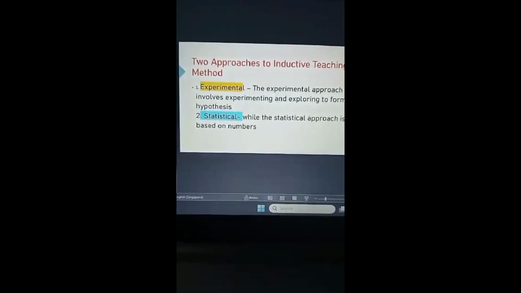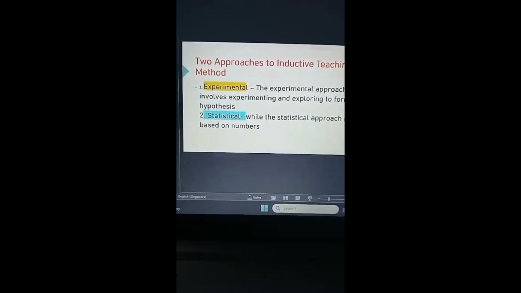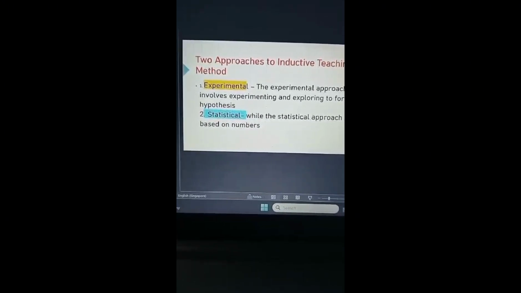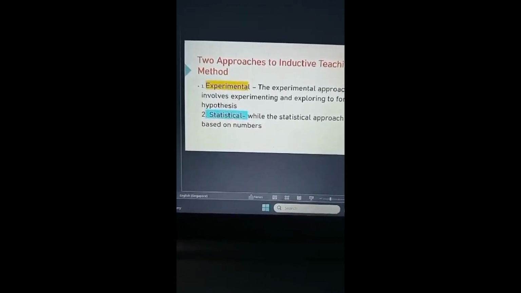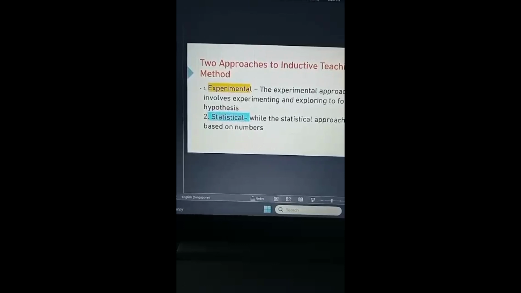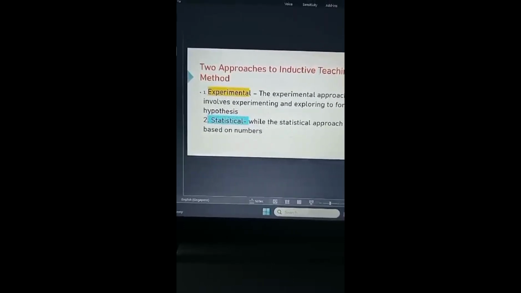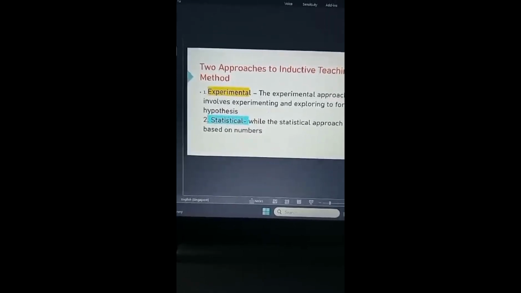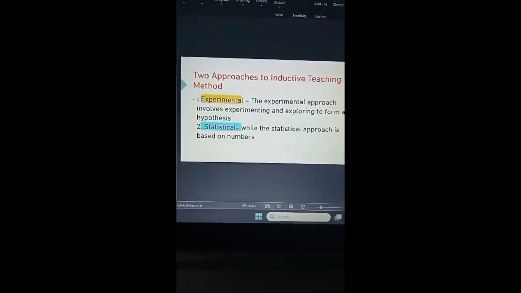There are two approaches to the inductive teaching method. First is the experimental and second is the statistical. The experimental approach involves experimenting and exploring to form a hypothesis, while the statistical approach is based on numbers.